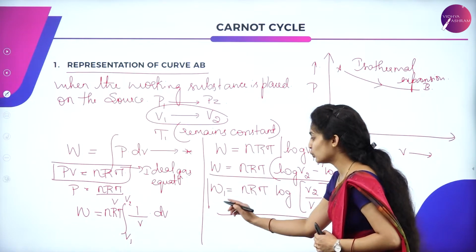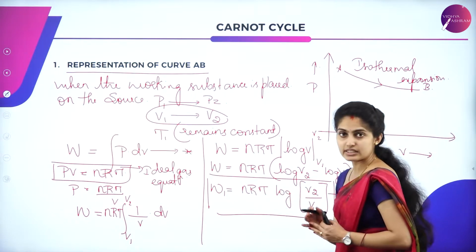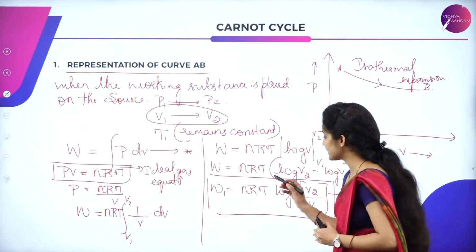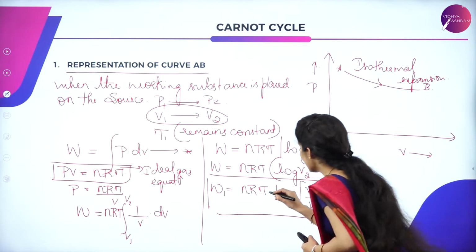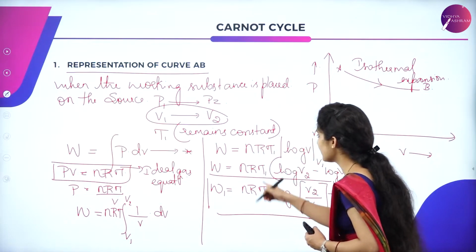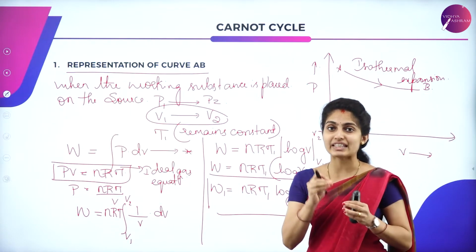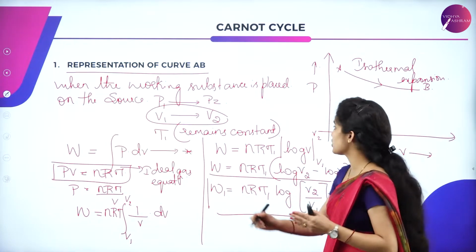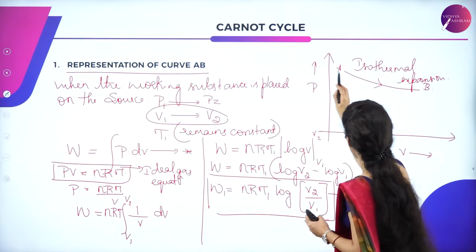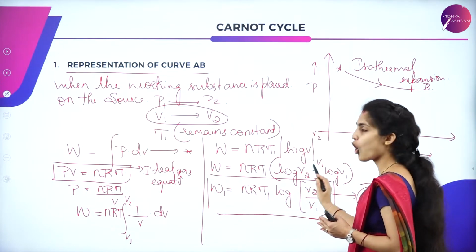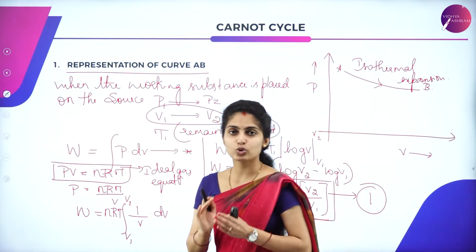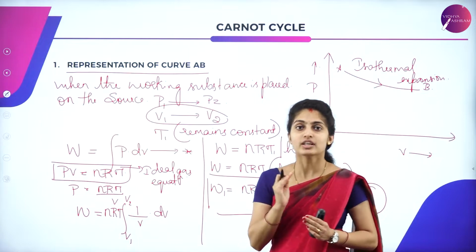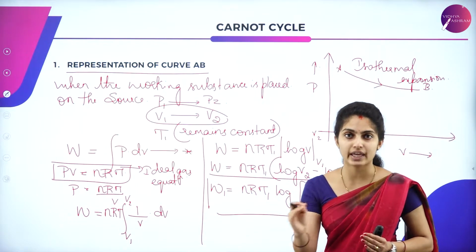So we have W1 is equal to nRT1 log V2 by V1, where n is for n moles of a gas, R is the universal gas constant, and T is T1, because we are dealing with the T1 set of temperature. The temperature is not changing. It remains constant throughout this curve. So this will be the representation of isothermal expansion which comes along the curve AB.